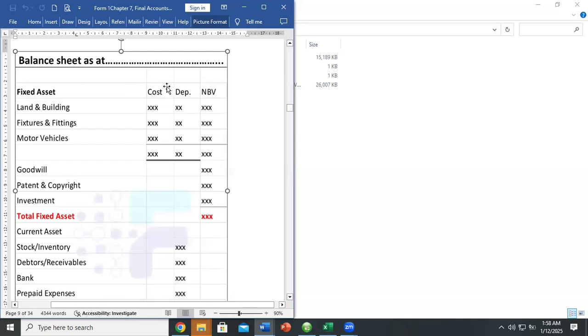Now, in terms of the amount column, we provide three. The balance sheet has three amount columns. If you pay attention to the fixed assets column, you will see that we have cost, and then DEP. This DEP is depreciation.